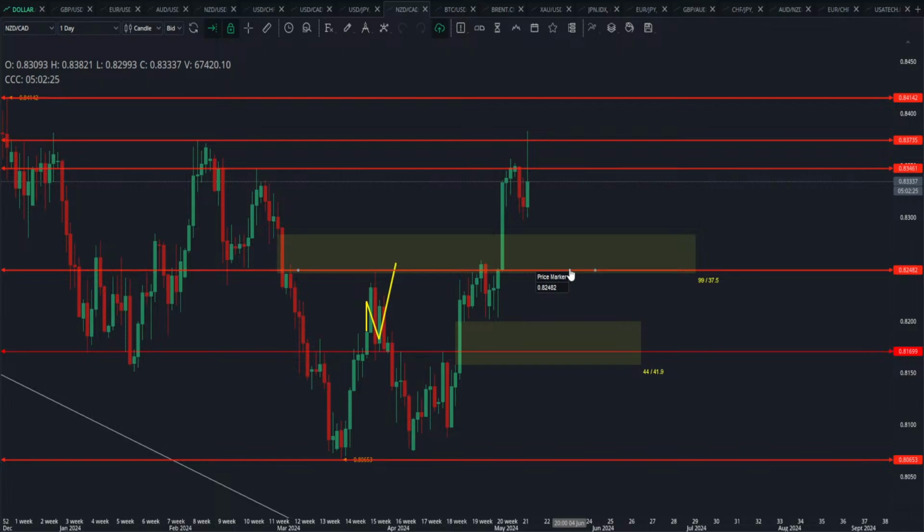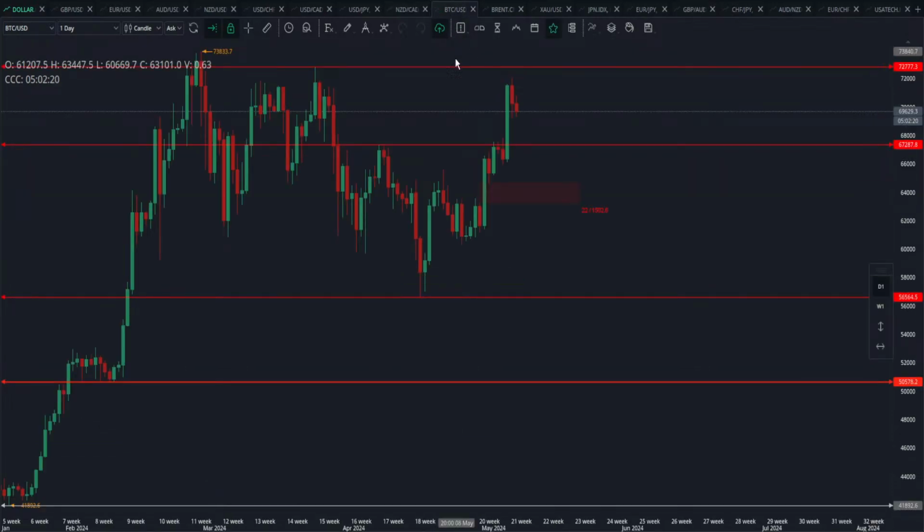New Zealand CAD, green price action found the resistance and closed below, so the next possible target is 0.8248, which is the support, and the resistance is the 0.8373 area. Bitcoin breakout, I think it is now trying to retest this level of 67,287, above which it will be testing 72,777.